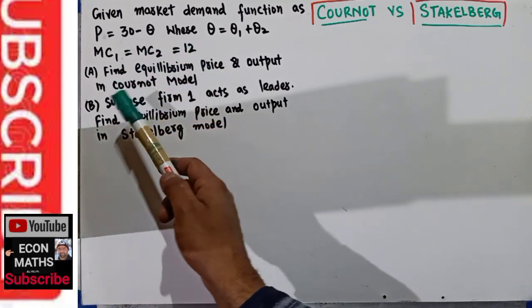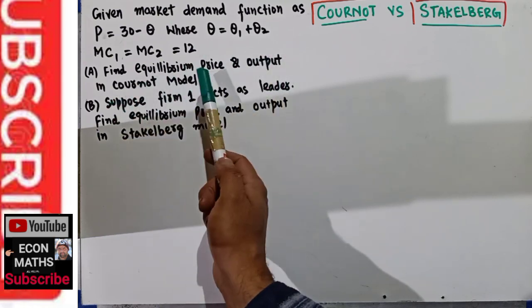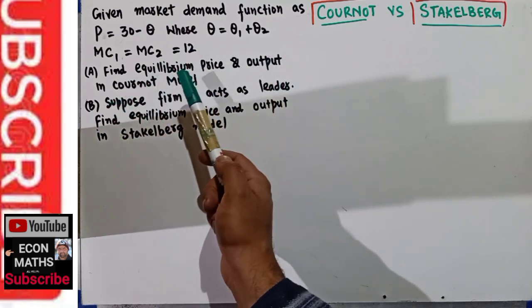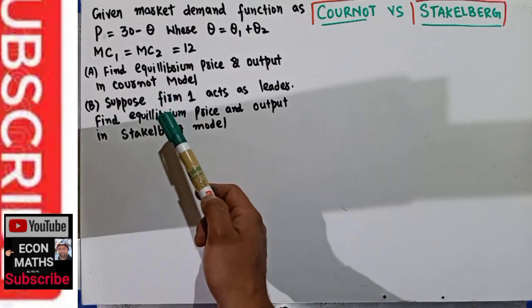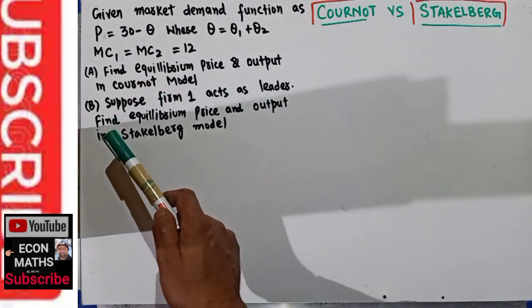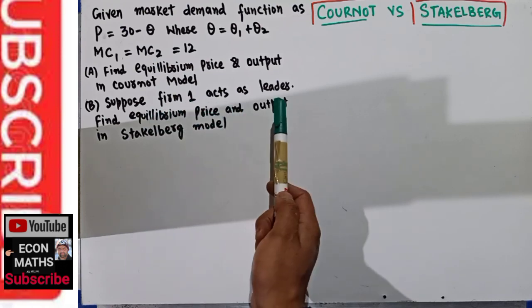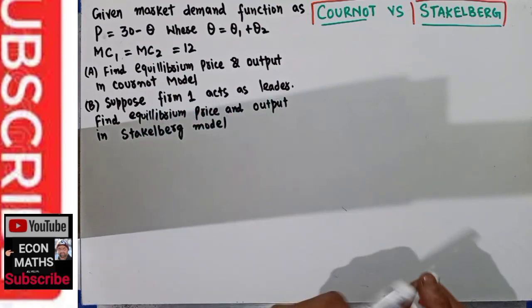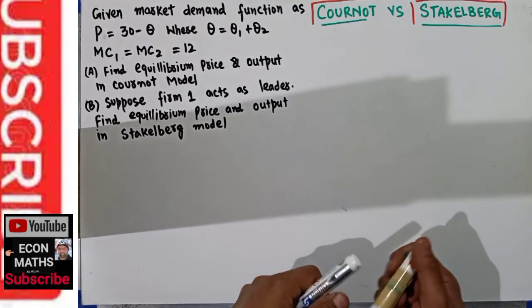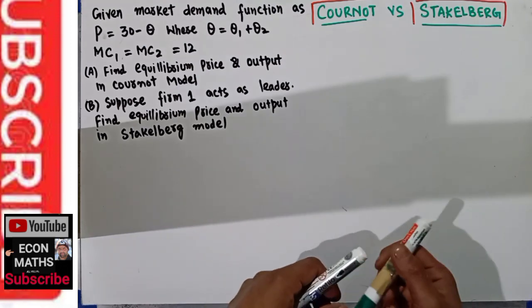We need to find out the equilibrium price and output in Cournot model, that is profit maximizing price and output. Also, the second question is, suppose firm 1 acts as leader. We have to find out the equilibrium price and output in Stackelberg model. That means the profit maximizing price and output in Stackelberg model, and we have to compare these two models here.